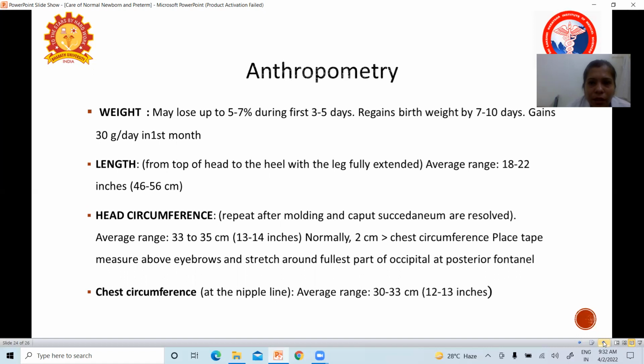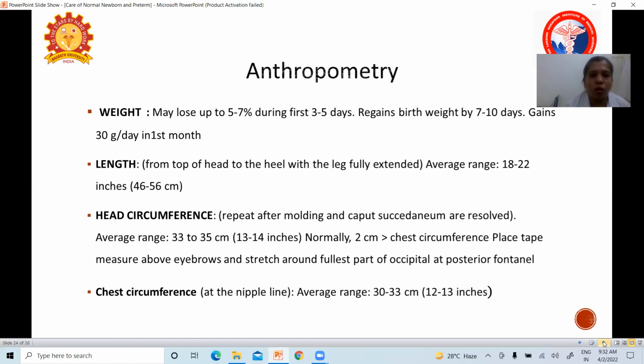The baby should regain the birth weight by 7 to 10 days of life. Although preterm babies might regain the birth weight by 14 to 20 days of life, all the term babies usually should regain the birth weight by 7 to 10 days of life. After that, there should be steady weight gain, approximately 20 to 30 grams per day in the first month of life.